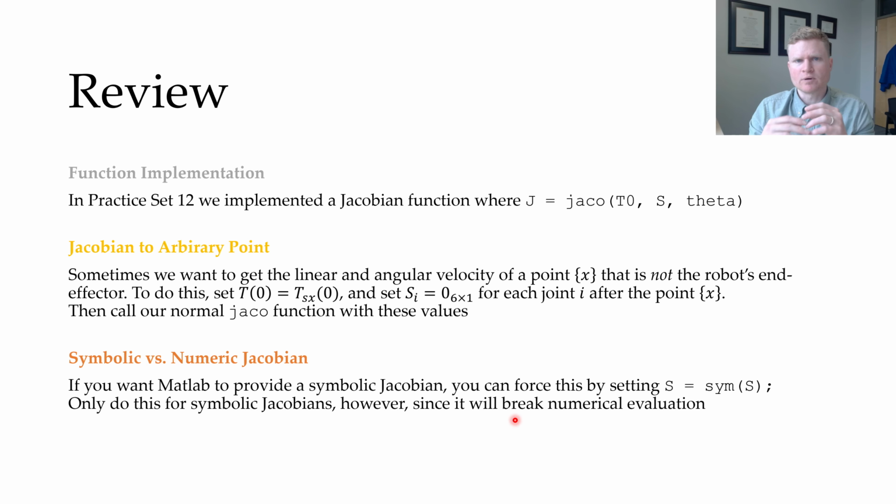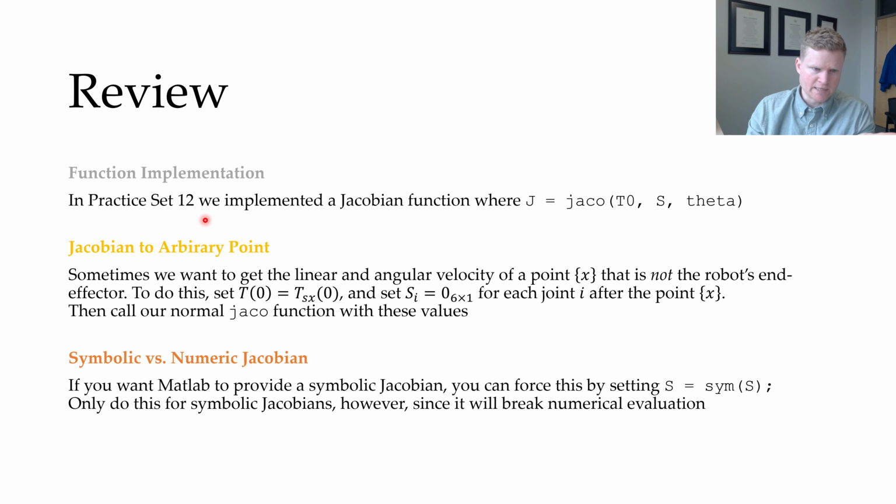All right, so a couple additional steps I want to mention. First, in practice set 12, the practice set from the previous lecture, we actually implemented a Jacobian function in MATLAB. So I'll call that in today's lecture, and if it makes no sense, I'd encourage you to go back and check out that practice set. This Jacobian function takes in my initial transformation matrix, my screw matrix, that's just all the different screw vectors put together into one matrix, and then my joint position theta, and it outputs my 6xn Jacobian matrix. Good.